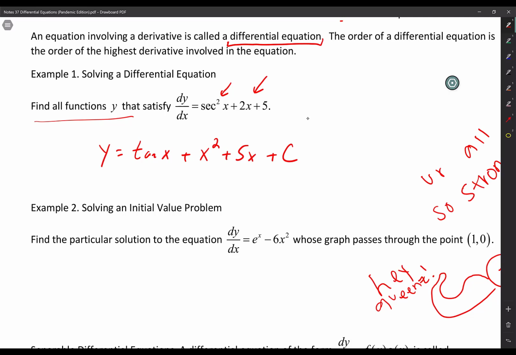Some professors make you write "for some constant c," some of them don't. Whatever your professor tells you, do that. I'm okay with this. I know that c is a constant. We're done. That's it. Check mark.